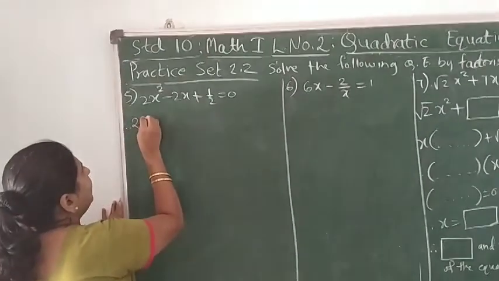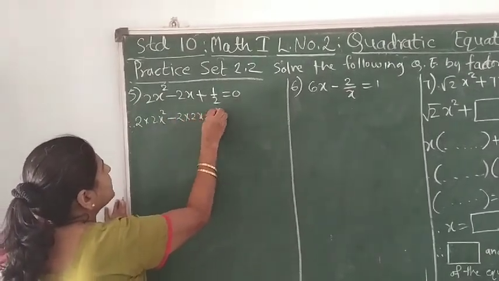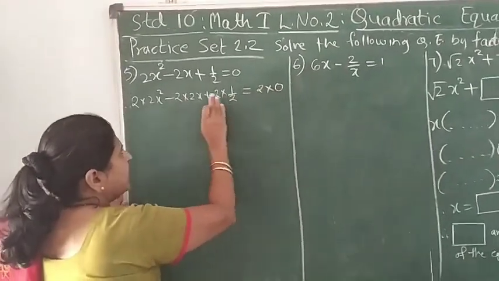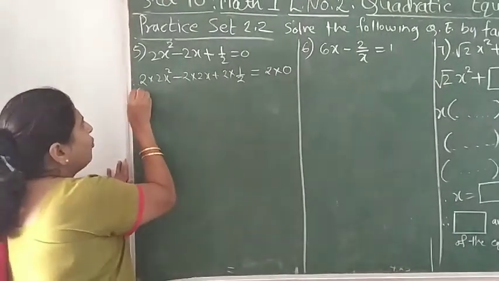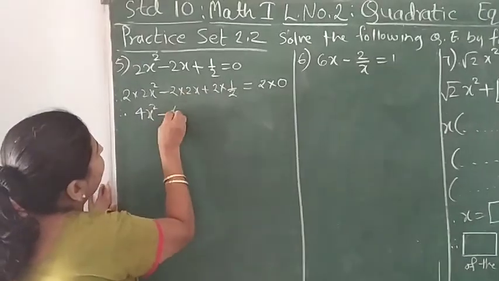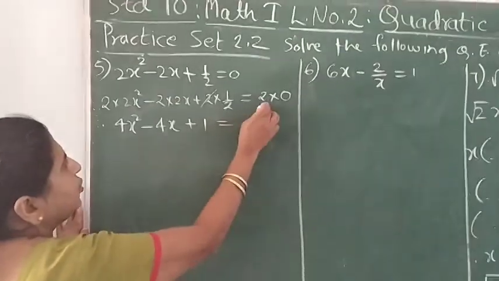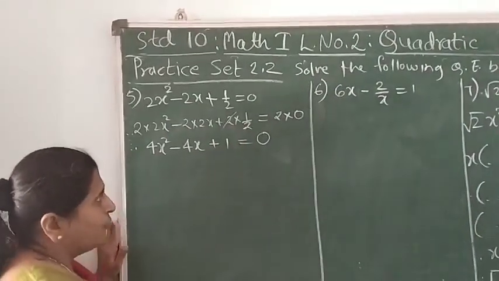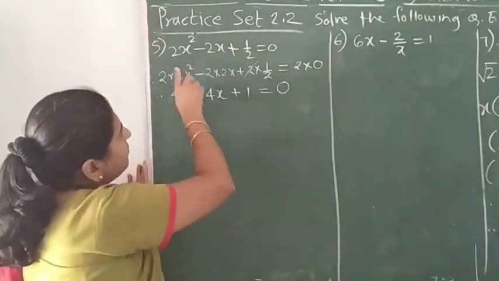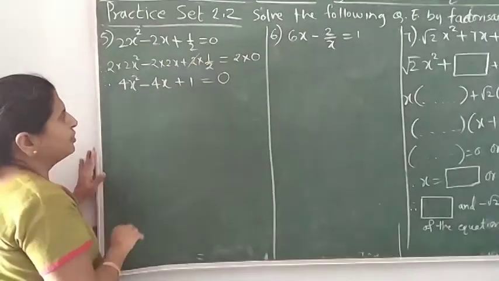Therefore, 2 into 2x² - 2 into 2x + 2 into 1/2 = 2 into 0. So we have multiplied each term by 2. Now what do we find? 2 into 2 we get 4x², minus 2 twos are 4x. This 2 will get cancelled and we get plus 1, and 2 into 0 is equal to 0. Once you are used to what you have to do, you can directly go from this step to this step. So you have multiplied by 2 to each term. If you are not sure, do one extra step and go for the next.